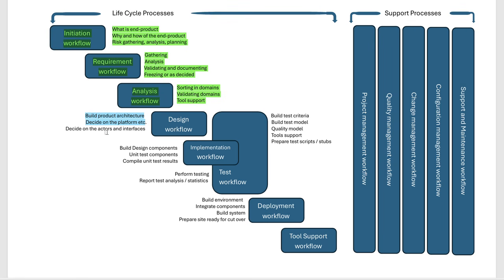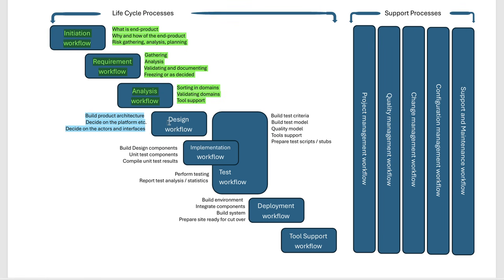So, decide on the actors and interfaces. This is an important point. We'll decide the actors. Actors are those who will use the system. And interfaces are our components, our designs, our classes. So these are the points of it.